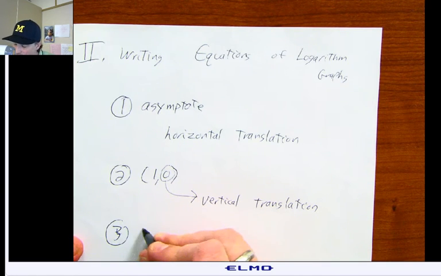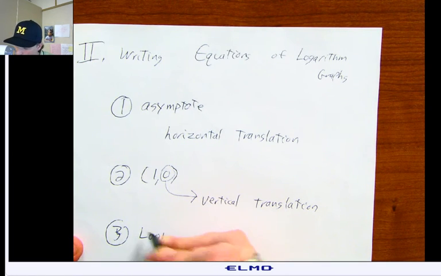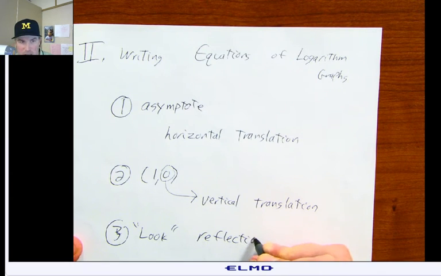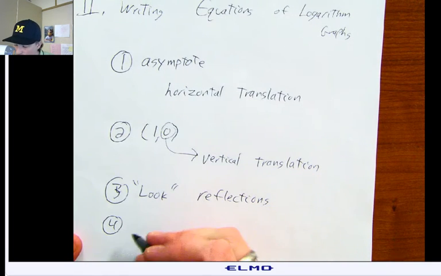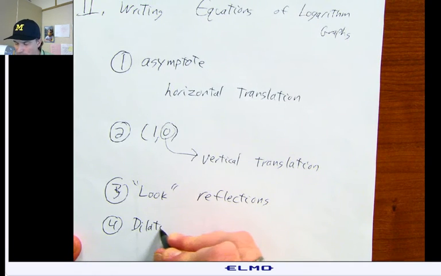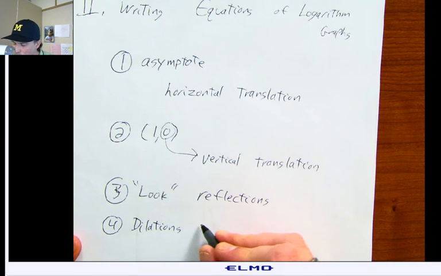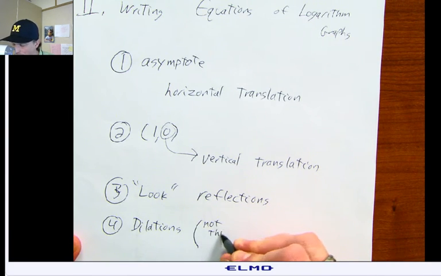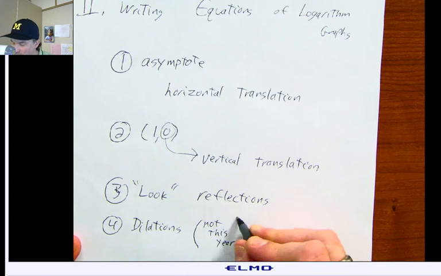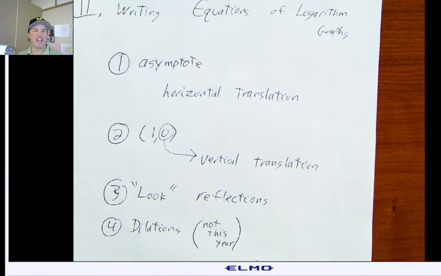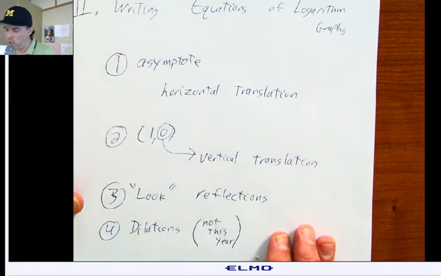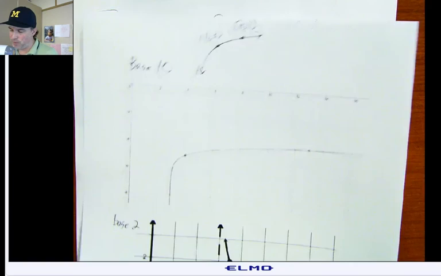Third thing, based off the look of the graph, the look will let you know about reflections. And then the fourth thing you would look for is dilations. And I've already told you we do not need to worry about dilations. So we're just going to write, not this year. All right. So we really only have to worry about horizontal translation, vertical translation, and then the look is going to tell us about the reflection.